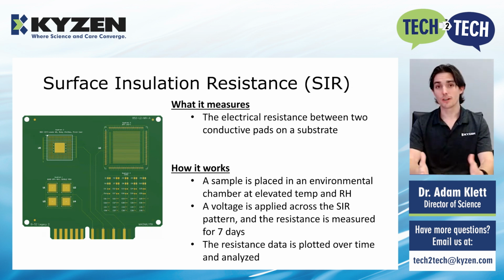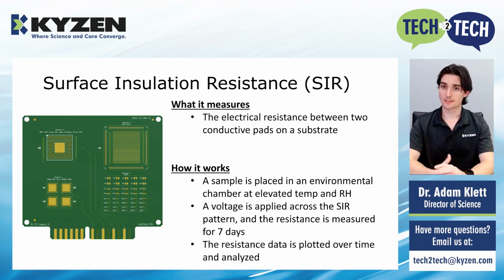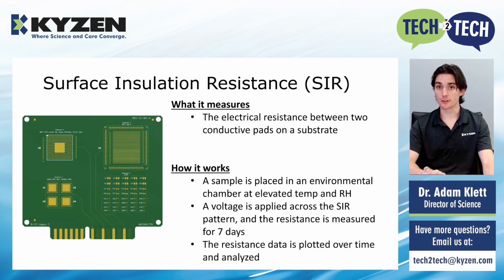All right, so now I'd like to move on to surface insulation resistance, or SIR. Now, during an SIR measurement, the electrical resistance across two pads on a circuit board is measured. That's it. We know that the presence of ionic contamination on the surface will drop the measured resistance. So the higher the measured value of resistance we get, the cleaner the board is. So how does it work?